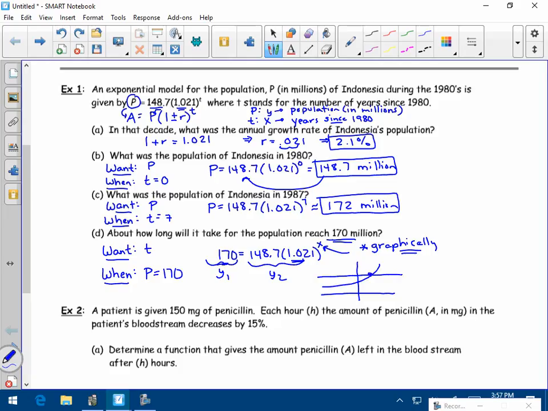The window we changed, we went up to 340 up here. This is still negative 10 to 10, and this is still negative 10. And this was 6.44, 170. So about how long? We wanted the t value, or the x, that's about 6.4 years. But when would that actually be? Well, it'd be sometime within 1986, because 6.4 years after 1980 is 1986.